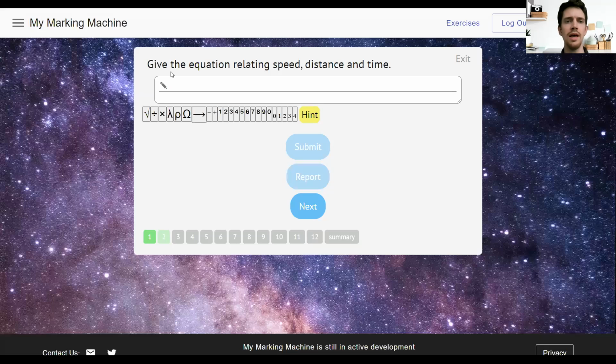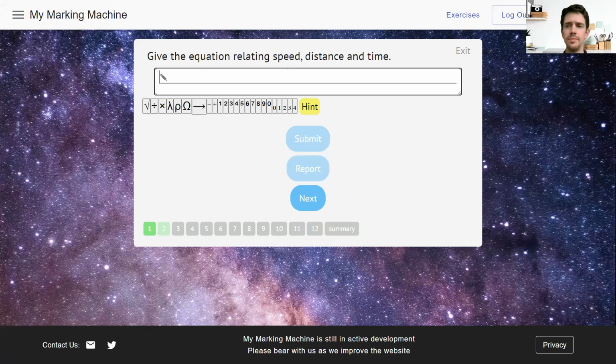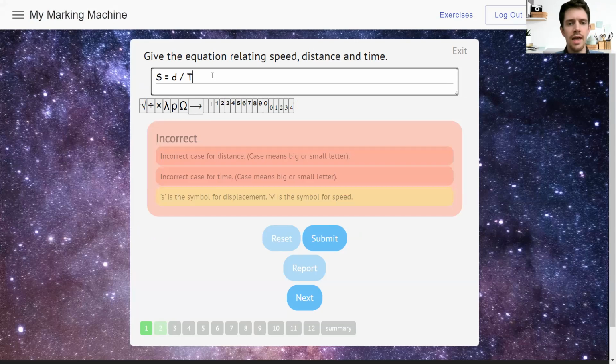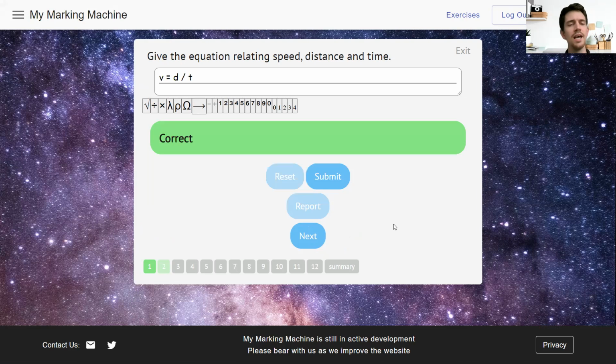So here we've got a basic question which helps students get used to the interface. What's the equation relating speed, distance, and time? A typical answer we might get is something like this. Obviously, all of these symbols are wrong. It's told us incorrect case for distance, and what case means, so we need to fix that. Incorrect case for time. Okay, and then the symbol for speed is a lowercase v, not an s, and we can fix those. Brilliant, we've got it correct.